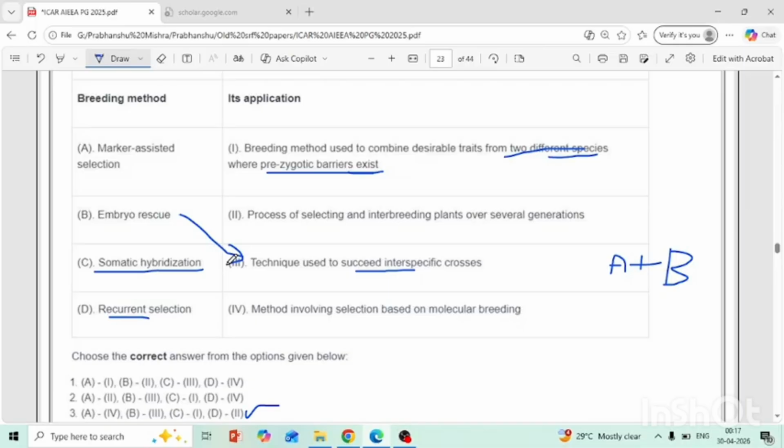Okay, last one is the method that involves selecting based on molecular markers. So if the molecular markers, means genes, are present, then marker-assisted selection. Okay.